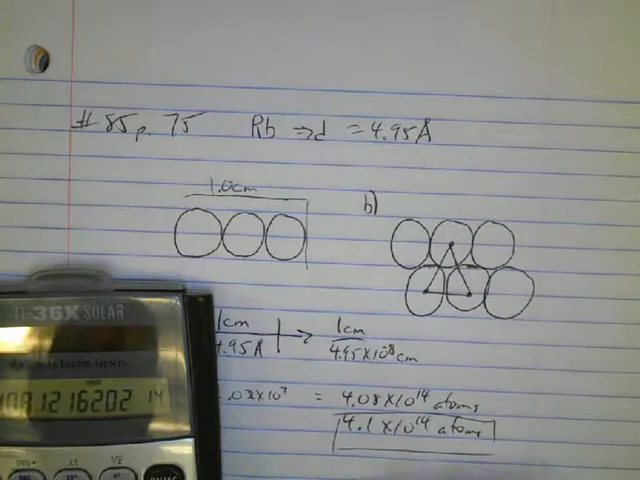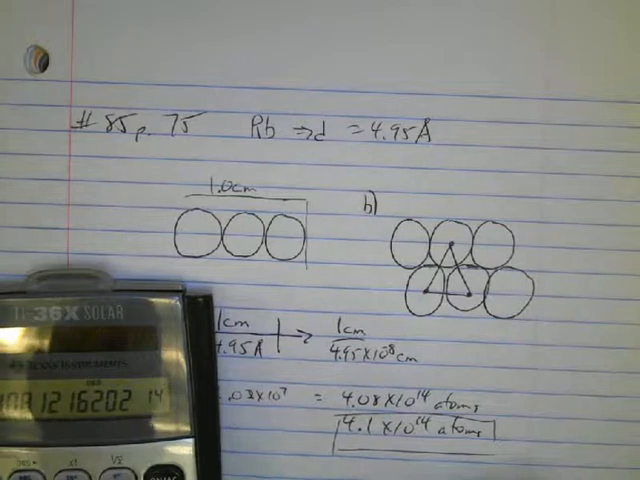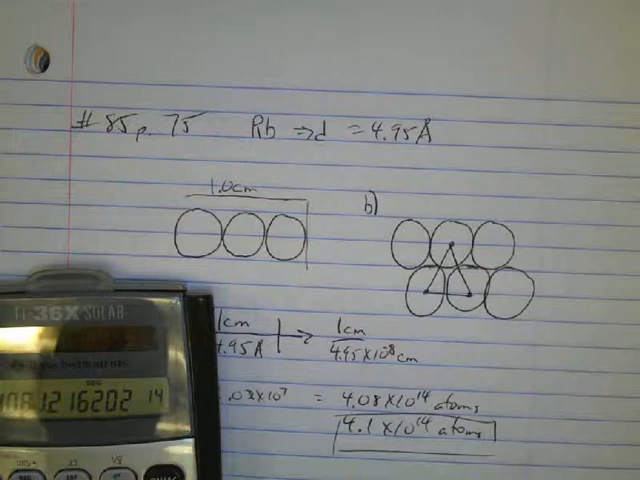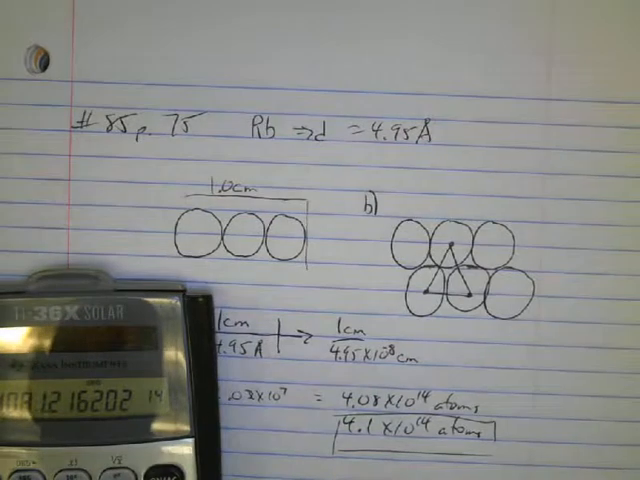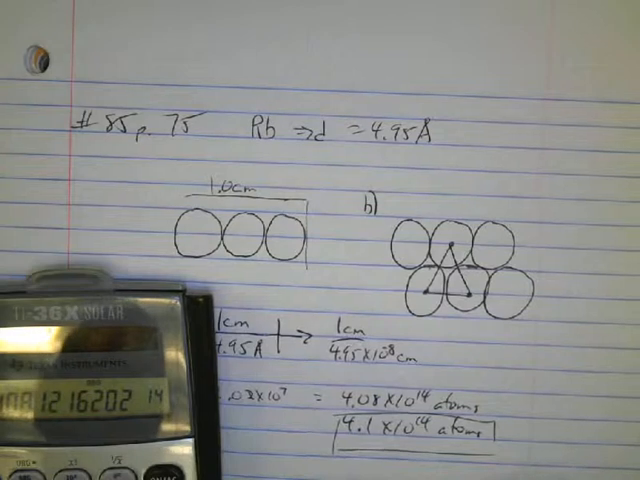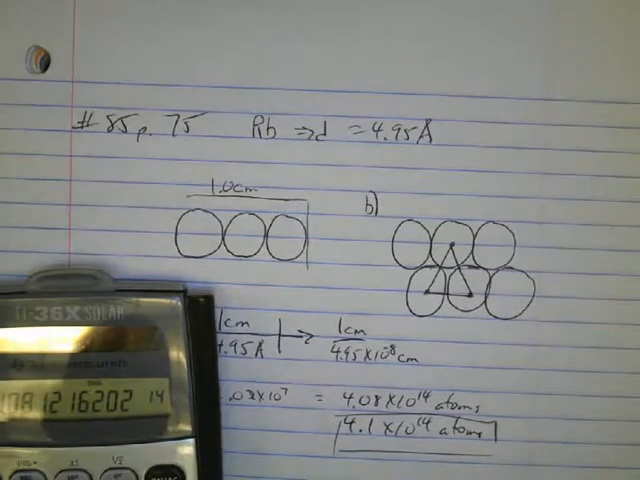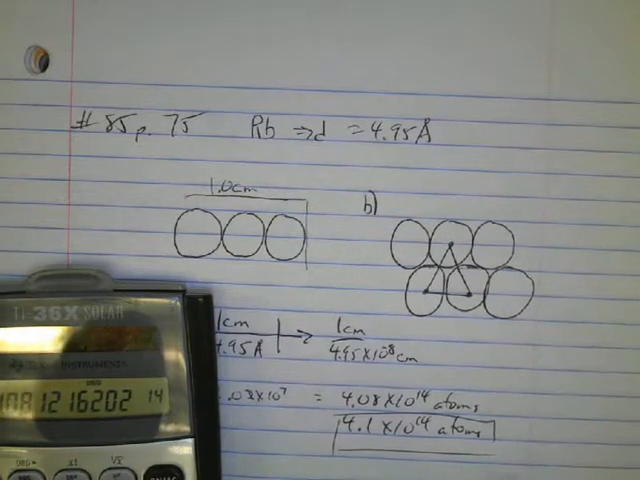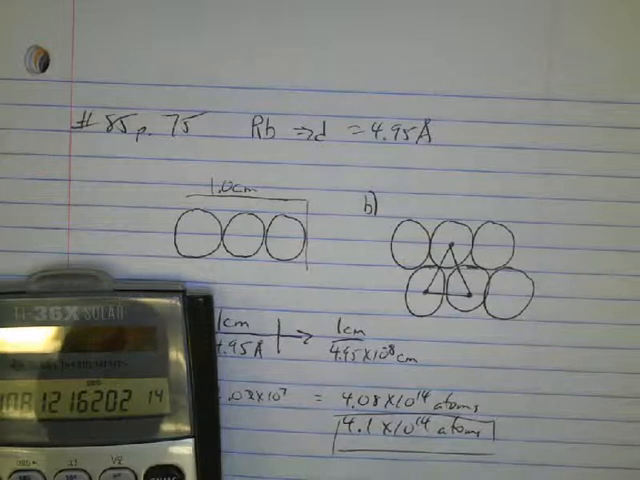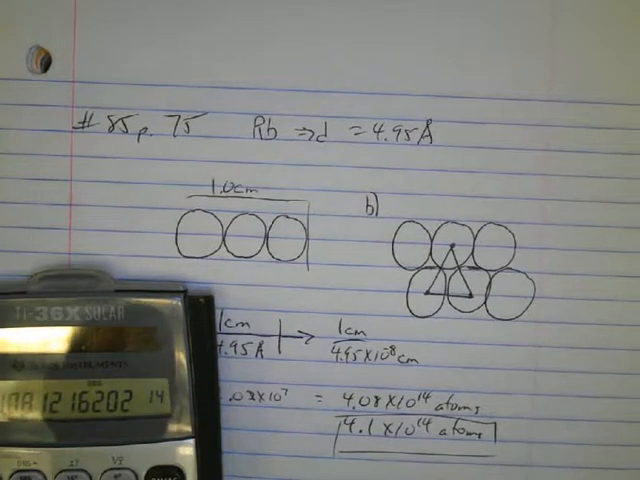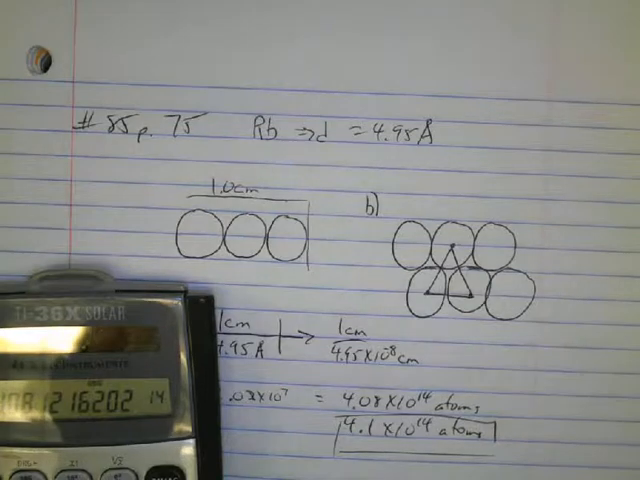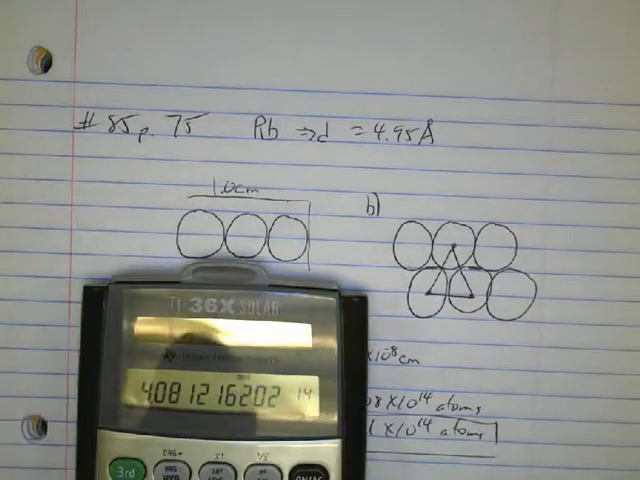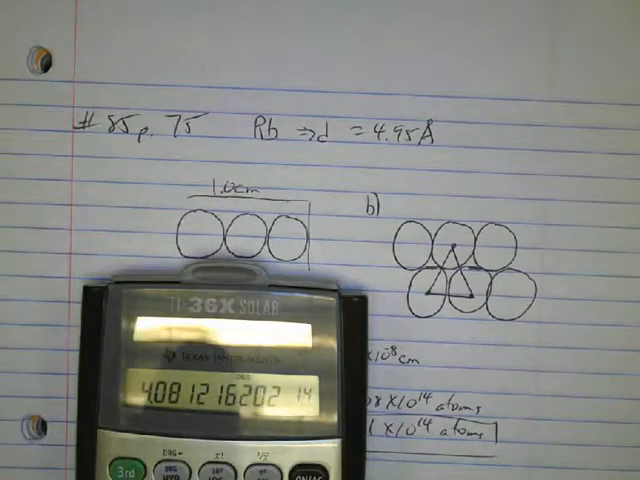The height looks like an opposite over hypotenuse. Opposite over hypotenuse is the sine of 60 degrees, which is equal to x over 4.95 angstroms. So all I have to do is take the sine of 60 and multiply it by 4.95, and we get 4.287. That means the height here is 4.287 angstroms. So what does that tell you?